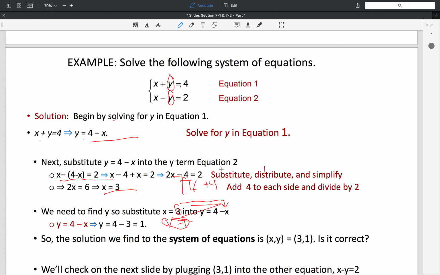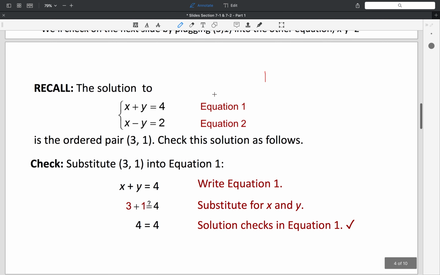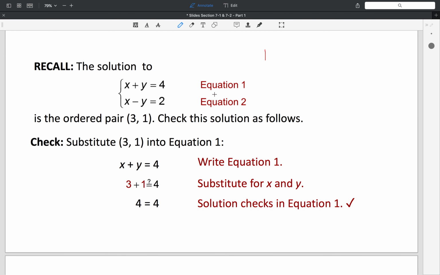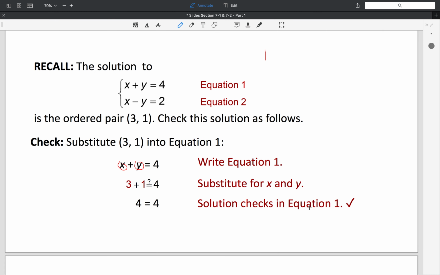I apologize for that. So anyway, our solution is going to be (x, y) is equal to (3, 1), and I want to know, is that correct? So what I'm going to do is plug it into the next equation and see. Remember, we just saw that the solution there is 3, 1, so I want to check it. I'm going to plug in the 3 for x here, and then 1 for y there, and see if I get a true statement, and I do.